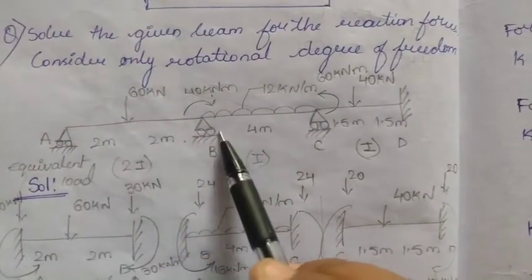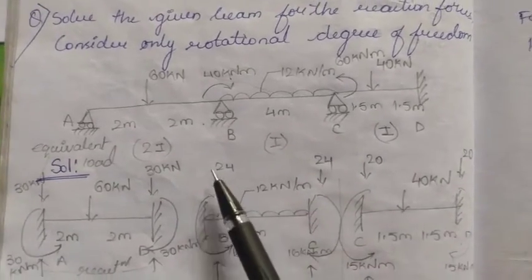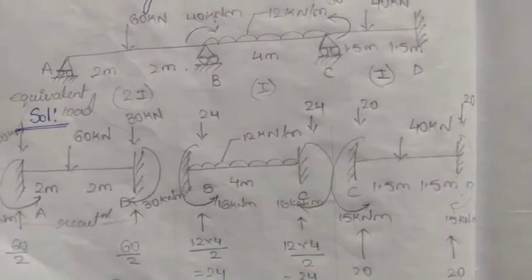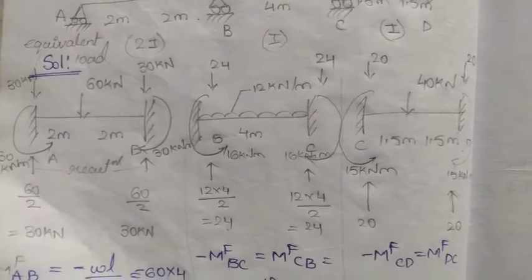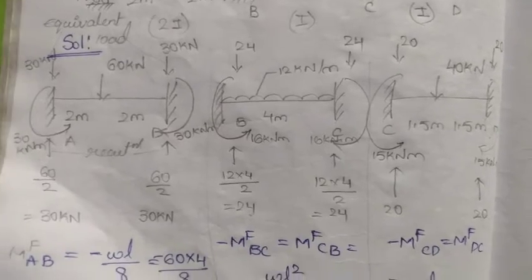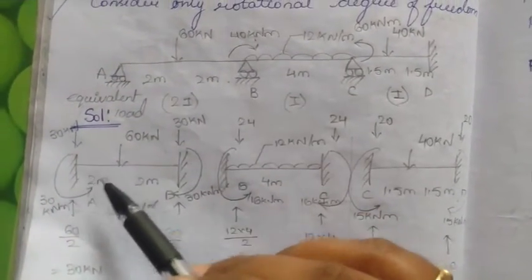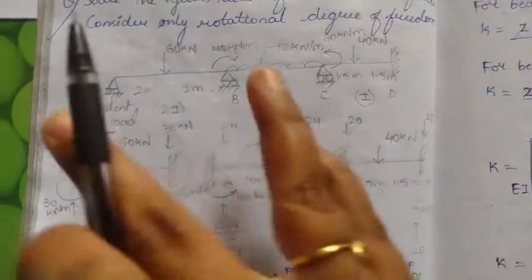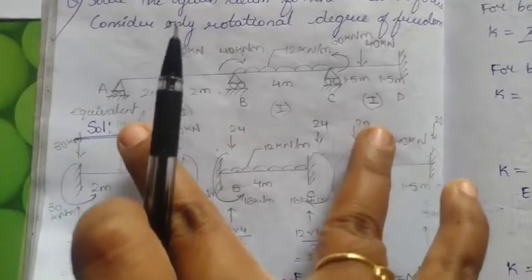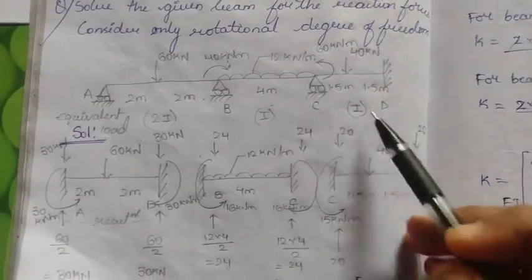Whatever beam is given, we first divide it into different elements, and we first calculate the fixed end moments as we did in the stiffness matrix method. Here, for the first element, I'm notating it as a fixed beam, dividing the whole ABCD span beam into AB, BC and CD spans.